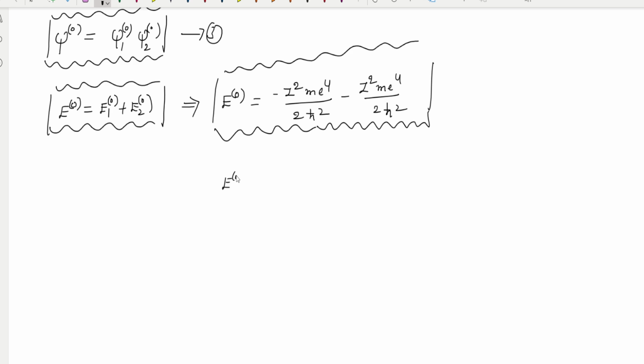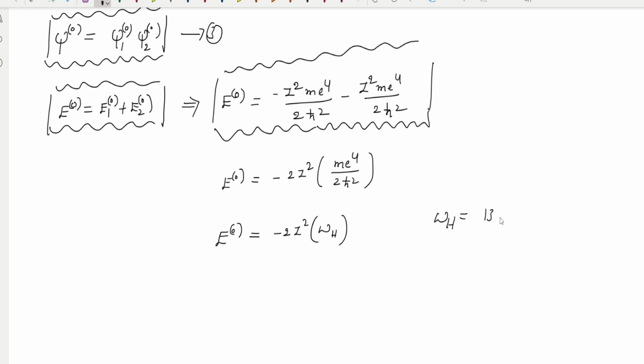So if you further simplify this equation, then you can get 2Z squared times m e to the power 4 divided by 2 h cross squared. If you observe clearly here, these are all constant values. Then I'm going to use one letter here, that is minus 2Z squared W_H, for the helium ground state. So we know that W_H is the value; if you put in all the constants, then you can get 13.6 electron volt.